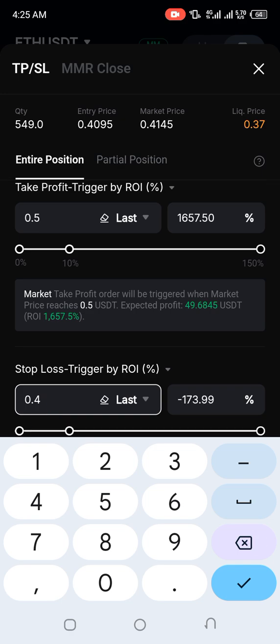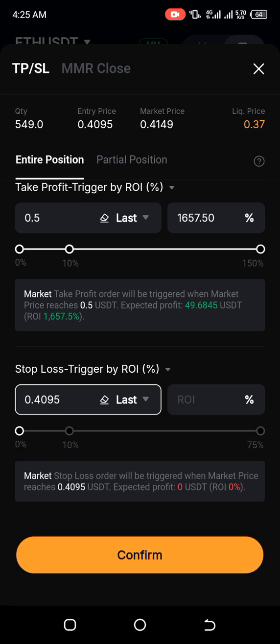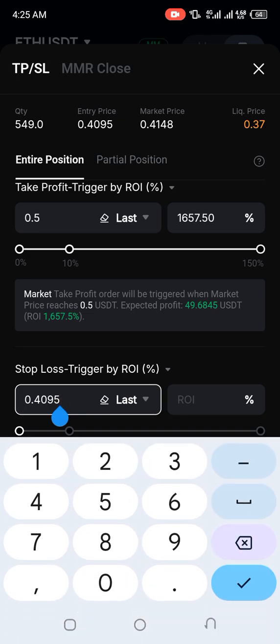Normally I'm supposed to use 4095 here. You see, so that the trade will now be at zero profit. But I will not do that. What I usually do is I will increase it a bit. Do you know why I increase it? So let's say I increase this one now by, let me put one here, 4 1.